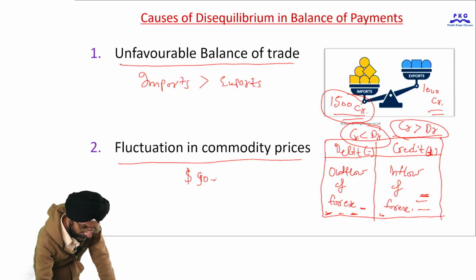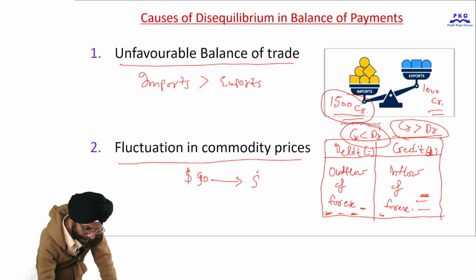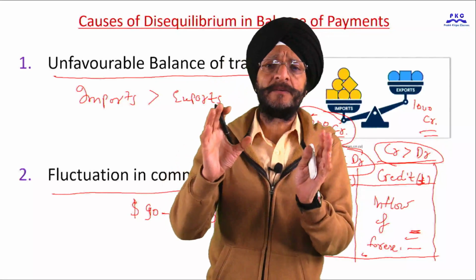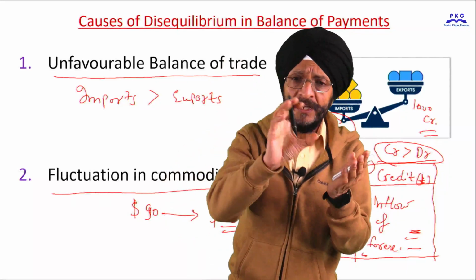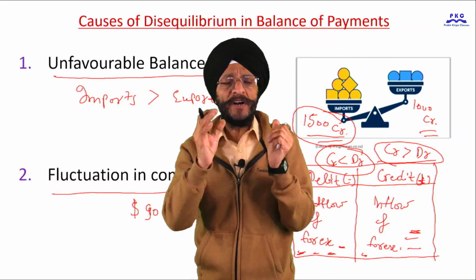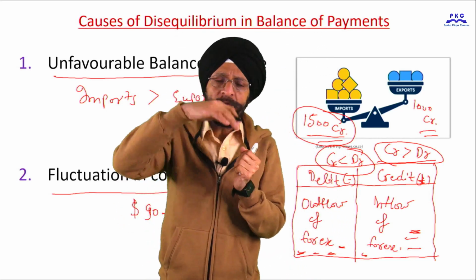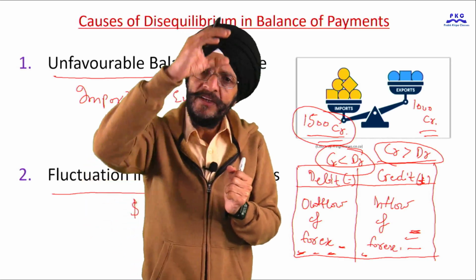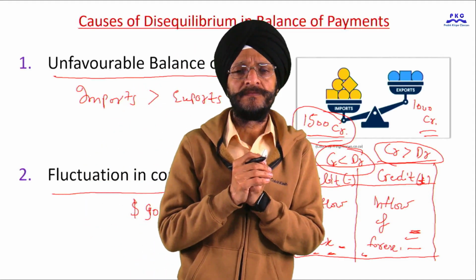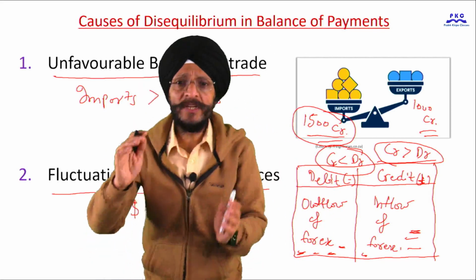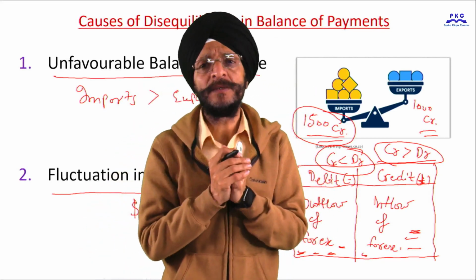Suppose its rate comes down to say $80 per barrel. We are not taking into account the exact market price. We are only assuming. So what will happen? The export value of the oil will reduce. So it will naturally affect the balance of payments position.